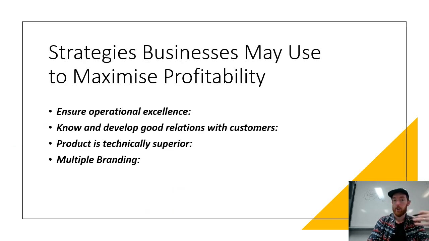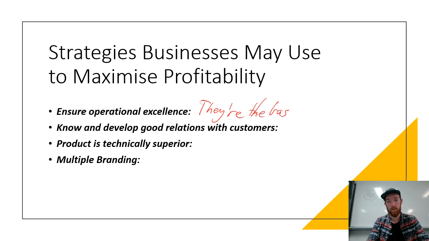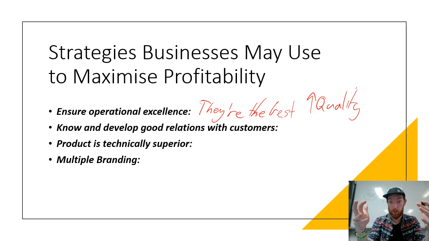And then lastly, some strategies that a business might use to maximize their profitability. So there are things like ensuring operational excellence, so making sure they're the best. So that means highest quality. And if you have the highest quality, people are going to be willing to buy it and they're going to be willing to come back. Or the best service overall. So if you go to that store, you know you're going to get the best service.